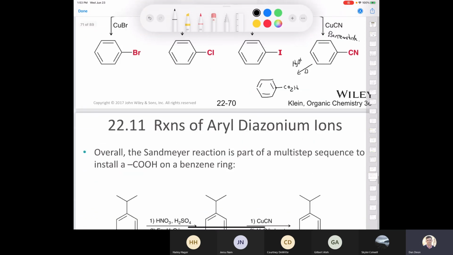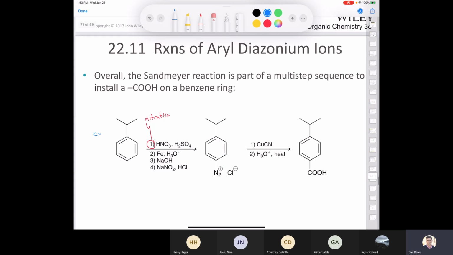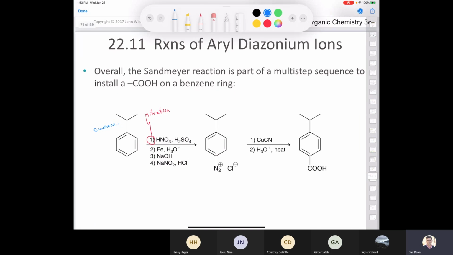So let me show you a cool reaction sequence here. It says overall, the Sandmeyer reaction is part of a multi-step sequence to install a carboxyl group on a benzene ring. All right, let's take a look at what's going on here. First we have the nitration, again from chapter 18. Remember that when we take an aromatic ring, and this molecule here, I've brought it up several times over the course of the summer, this is called cumene. You take cumene, you treat it with nitric acid and sulfuric acid. What do you end up doing? You end up putting a nitro group there.